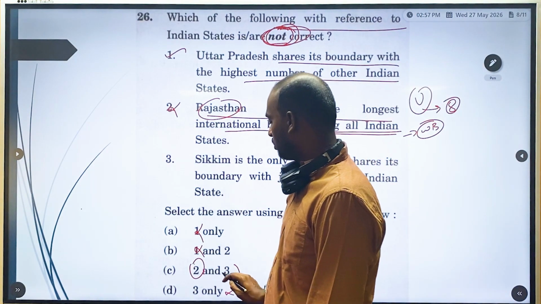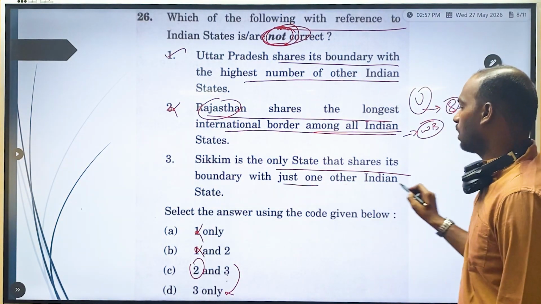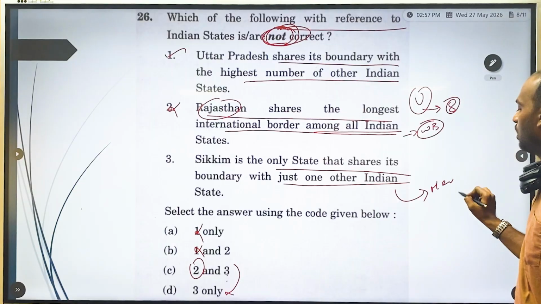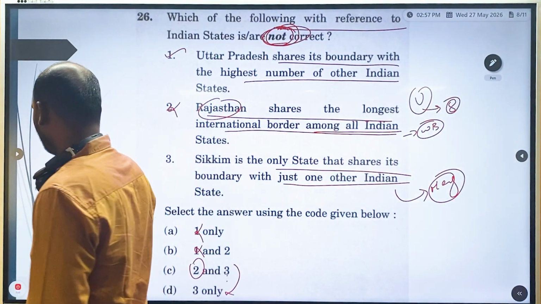Sikkim is the only state that shares its boundary with just one other state. No, Meghalaya also accepts this condition.